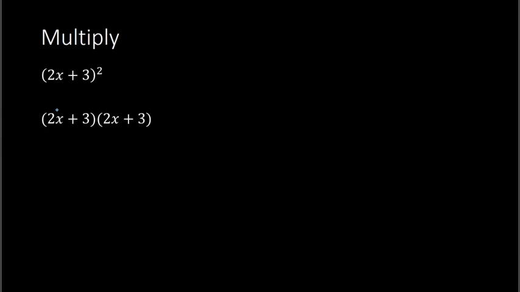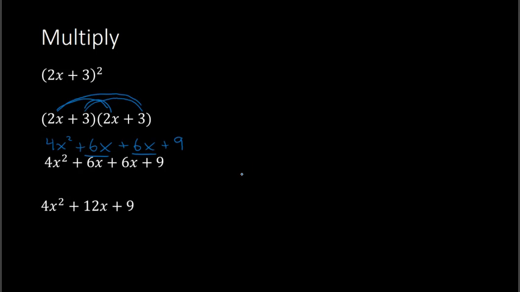I take 2x times 2x, that gives me 4x squared, and then 2x times 3 would be 6x. And then distribute the 3. 3 times 2x is 6x as well, and then 3 times 3 would be 9. So I've multiplied. I can combine the 6x's, and that's going to give me 12x. So my final answer would be 4x squared plus 12x plus 9.